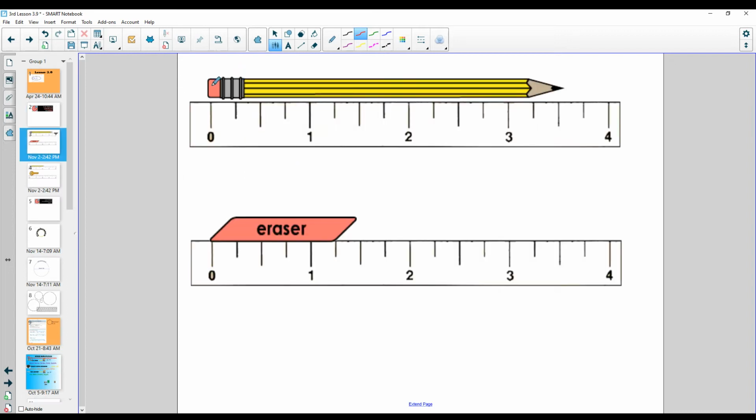So here we have a pencil. Notice the pencil, it's a little off. It needs to line up with that 0. And then we are going to just measure the line as accurately as we can. So if we look here, it's kind of between. So I'm going to say it's closer to this one right here.